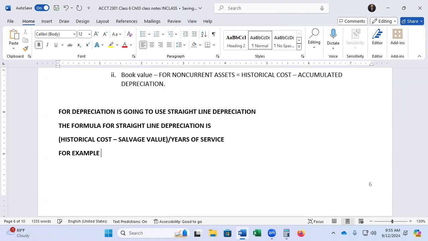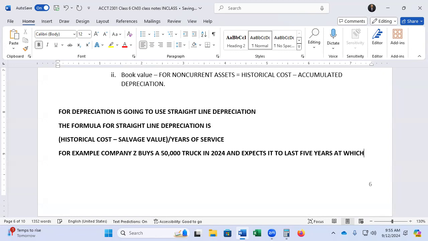So for example, Company Z buys a $50,000 truck in 2024 and expects it to last 5 years, at which time he'll be able to sell it for scrap of $2,000.